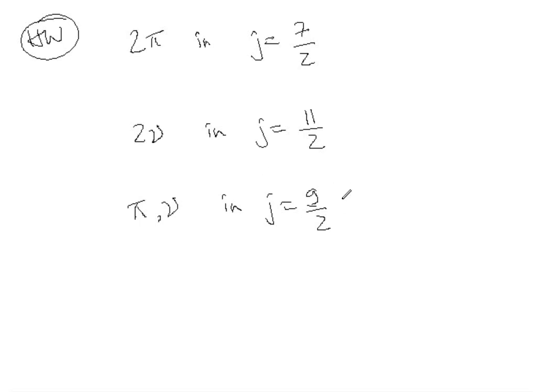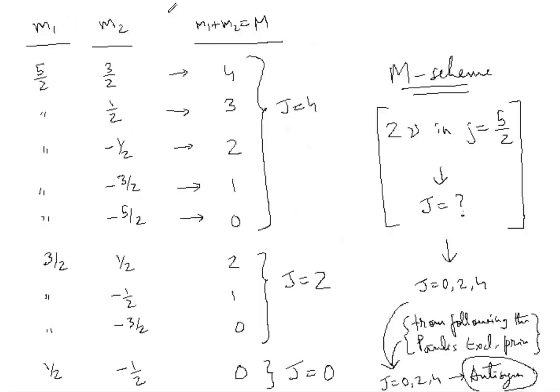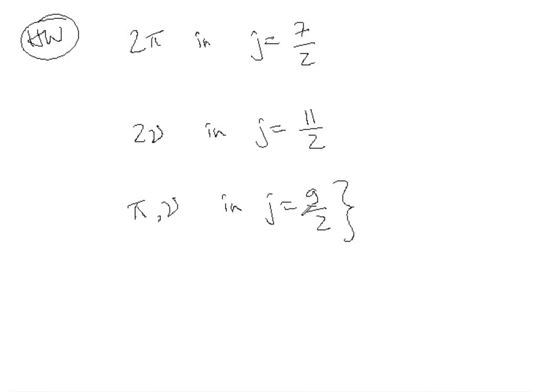Can you do this using the M scheme? Remember, this time you do not need to follow the Pauli's exclusion principle stuff. Why? Because we have different fermions. But still, try to do this using the M scheme. What do you think? Will you be able to do this or not? Think about it and tell me in the next class. Okay?